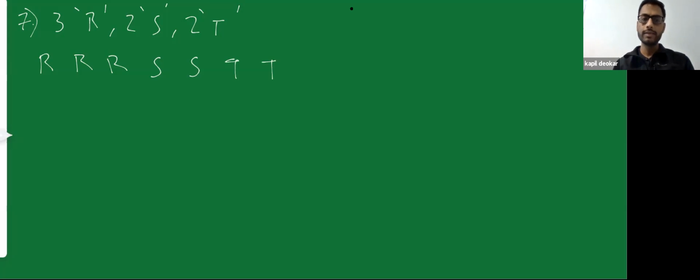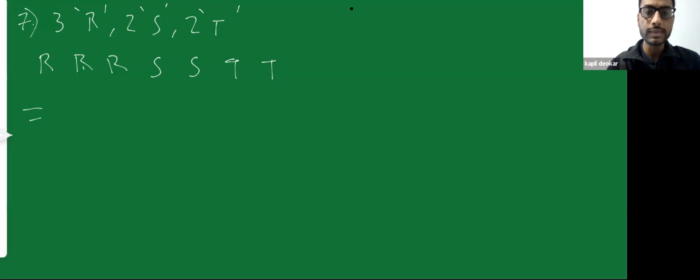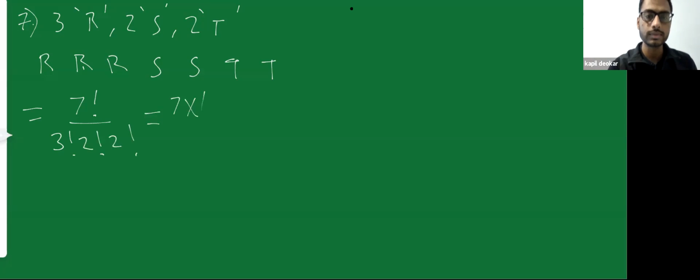So in how many ways can we arrange this? Simple. 1, 2, 3, 4, 5, 6, 7. So we can arrange them in 7 factorial ways. But R is repeated thrice, so I'll divide by 3 factorial. S is repeated twice, so I'll divide by 2 factorial. T is repeated twice, so I'll divide by 2 factorial. And that is my answer. If I simplify this, 7 factorial is 7 into 6 into 5 into 4 into 3 factorial.